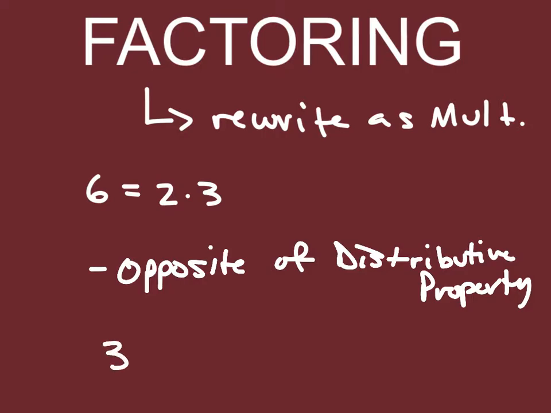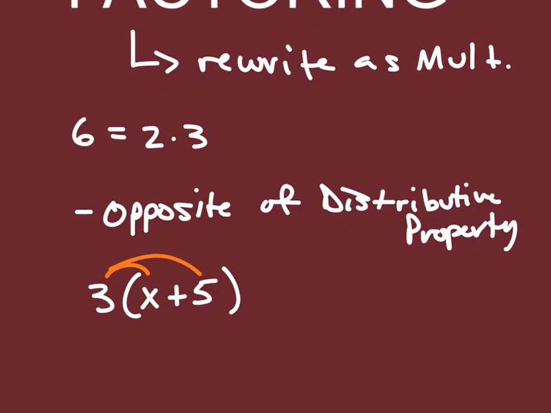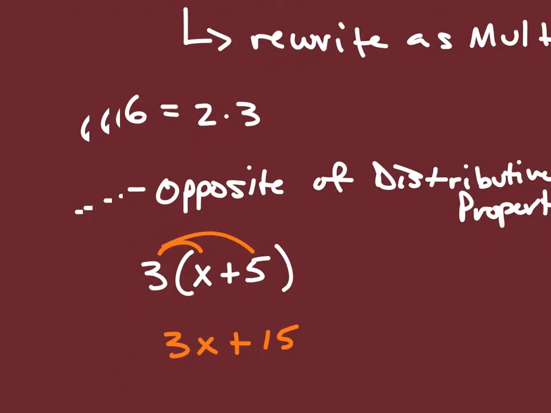If I take 3 times x plus 5, and I want to distribute my 3 into this, I'm left with the expression 3x plus 15. Now, what I want to think about is, can I go the opposite way? Is there something that I can factor out and rewrite as multiplication? So from this step to this step, you are distributing, but to go from this step to this step, you are factoring.